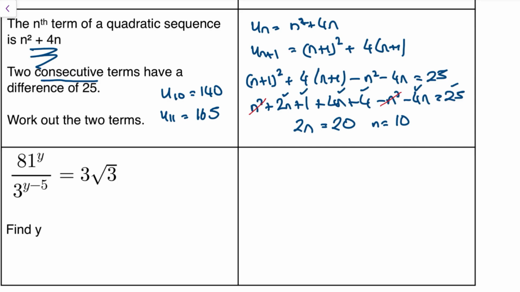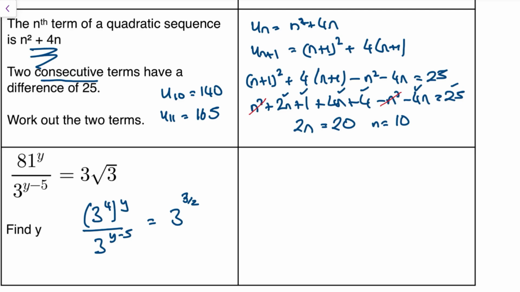Nice question. Next one. Okay, we're back to one of these. We've seen a few of these before, haven't we? So find y. Everything in terms of 3. So 3 to the power of 4y, divided by, well, let's write it down. So 3 to the y minus 5 is equal to 3 to the 1 plus a half, which is 3 to the 3 over 2.